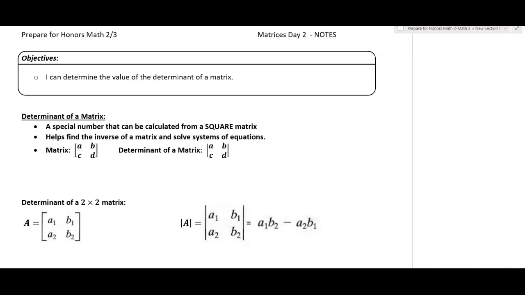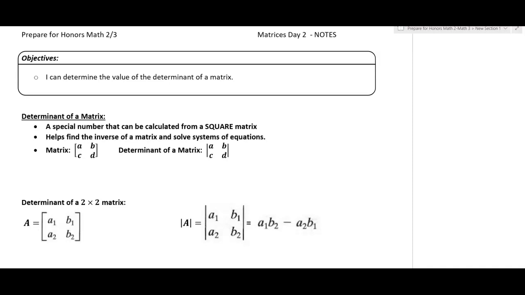So what is the determinant of a matrix? A determinant of a matrix is a special number that can be calculated from a square matrix. And this is actually used for many different things, right? One, it helps us find the inverse of a matrix. And two, it helps us actually solve 3x3 systems a little differently.